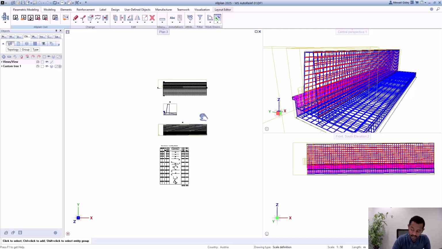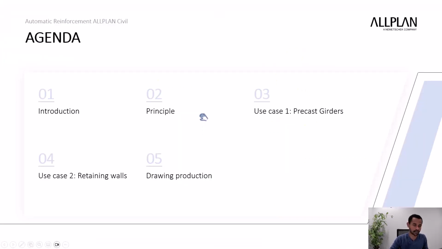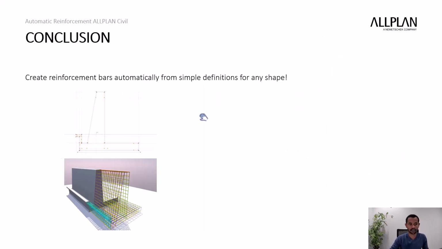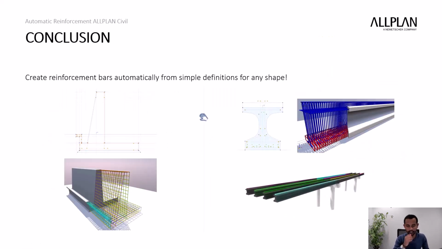So this brings me to the conclusion part of my PowerPoint, where I would like to point out that the goal here is to improve the modeling of reinforcement, and this applies for any structure regardless of what it is. From a simplified definition, you could really create the whole beam model of our reinforcement, and this is also parametric.